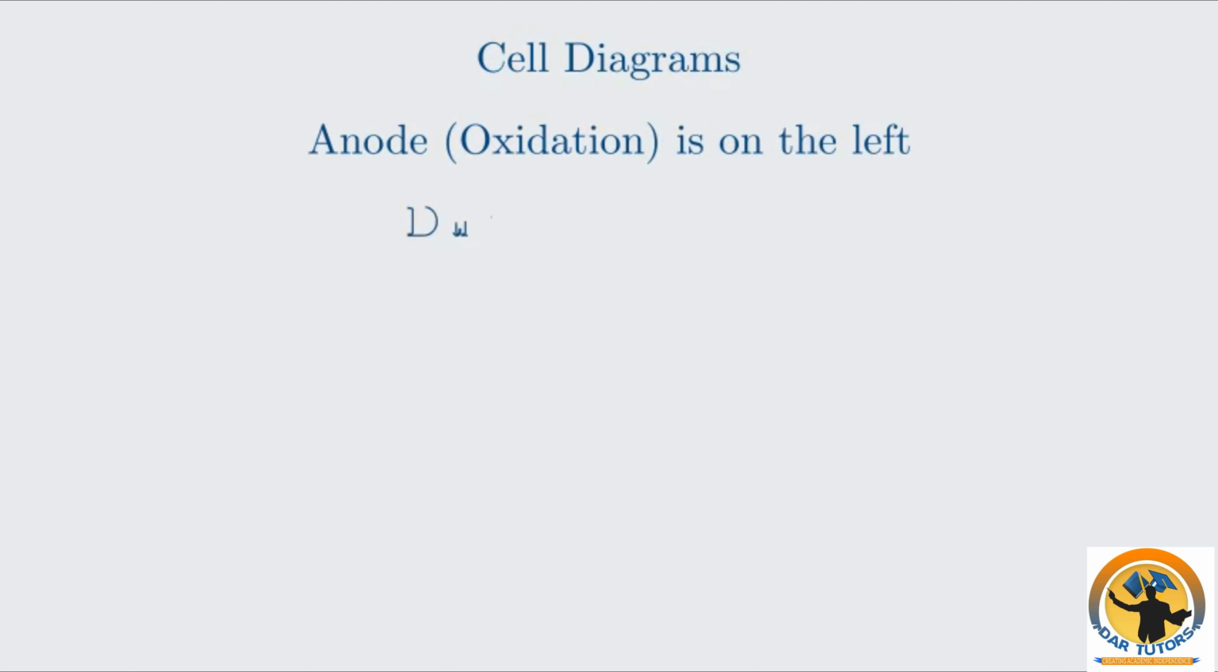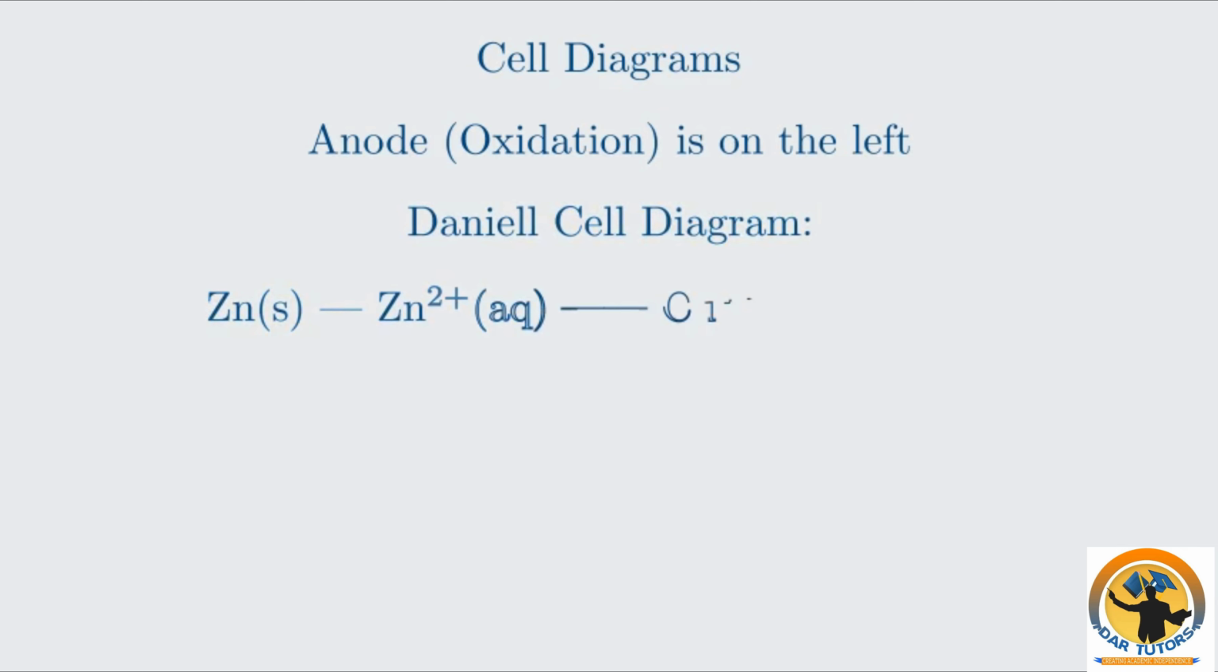We can represent voltaic cells using a shorthand notation called a cell diagram. This is a concise way to describe the cell components. By convention, the anode half cell, where oxidation occurs, is always written on the left. The Daniell cell, for example, is written as solid zinc, single vertical line, aqueous zinc ions, double vertical line, aqueous copper ions, single vertical line, solid copper.